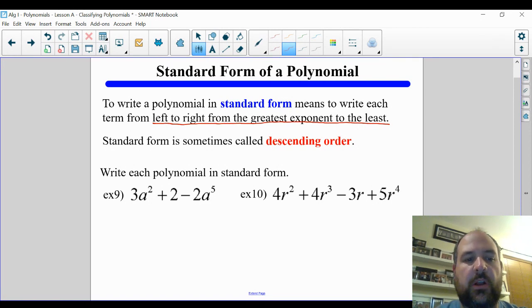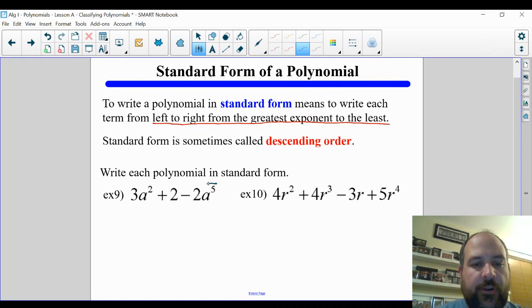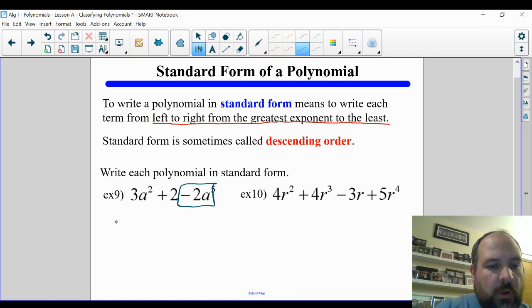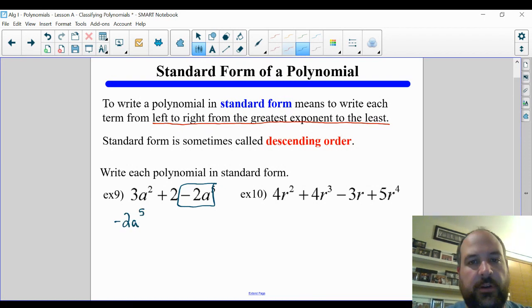So what we're going to do is we're going to look at number 9. We have 3a squared plus 2 minus 2a to the 5th. Remember, whenever we talk about the terms, we do include the signs in front of those things. So when I look at 3a squared plus 2 minus 2a to the 5th, standard form tells me the largest exponent here is the a to the 5th. But when I write that term, I must include the negative 2 as well. So when I rewrite this in standard form, negative 2a to the 5th, that comes first.